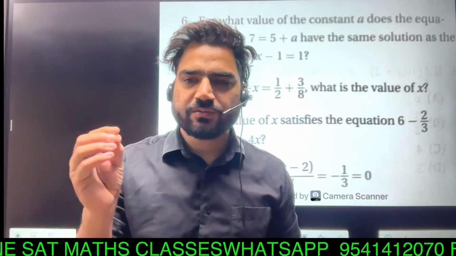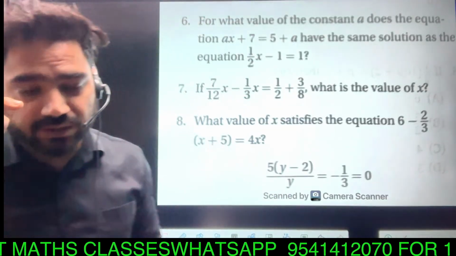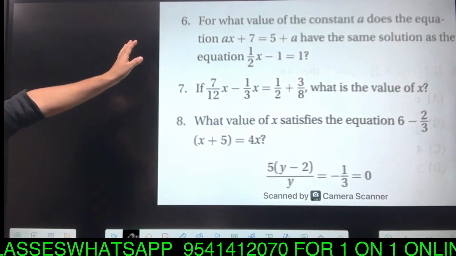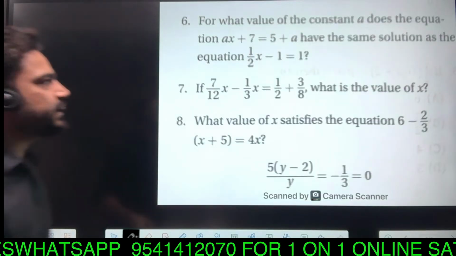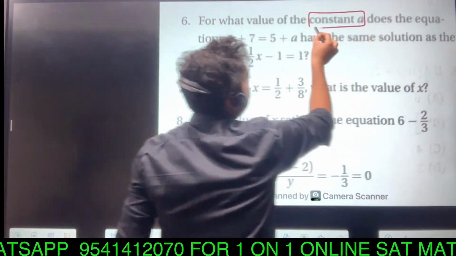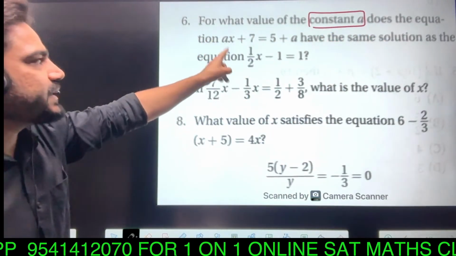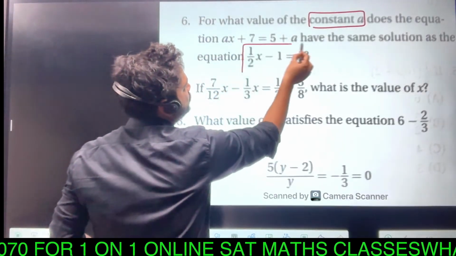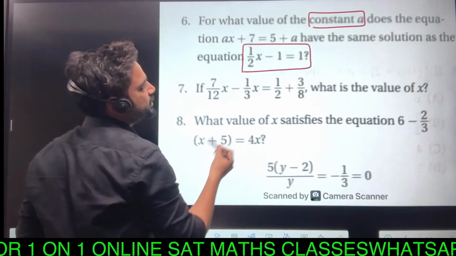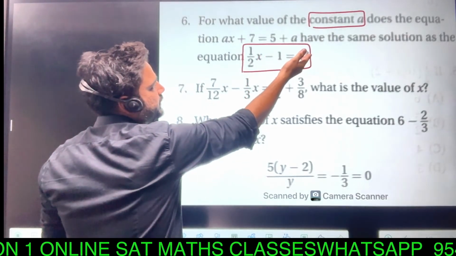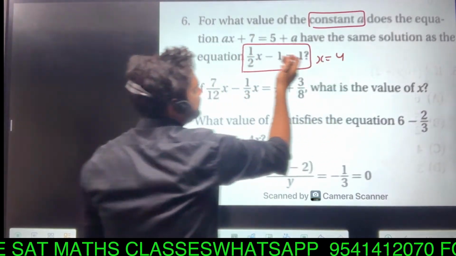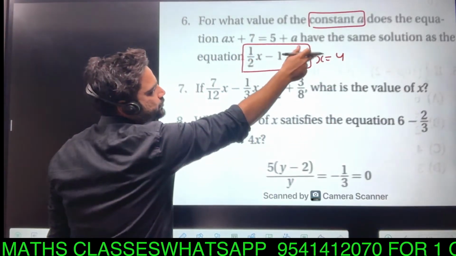Whenever they are saying find solution, then finding solution means finding the value of x. So in this question they are saying, for what value of the constant a does this equation have the same solution as this equation? So first of all, find the solution of this. What is the solution of this equation? This minus 1 will go here, it will be 2, and the value of x is 4. From here you can clearly see this minus 1 will go there, 2, and 2 into 2 is 4.